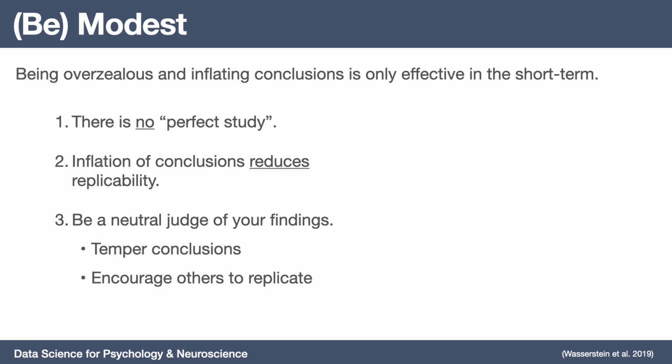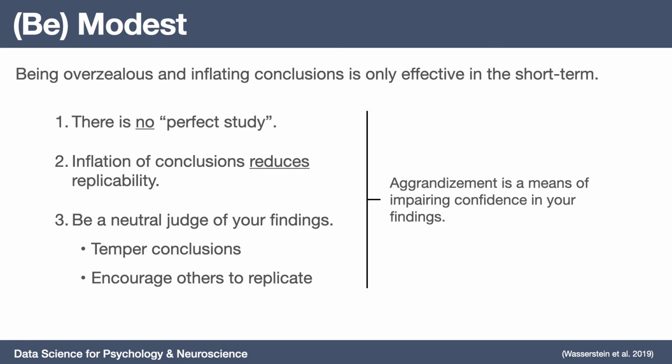And without it, you might get a really good high-impact paper. But in the long term, if people can't replicate it, you not only have an effect that just disappears over time, and now, 20 years in the future, nobody believes it, but you also can waste other people's time. You can have people believing strongly and putting in significant time and energy and resources into something that's not real because of this aggrandizement. So aggrandizement is a means of impairing the confidence in your findings.